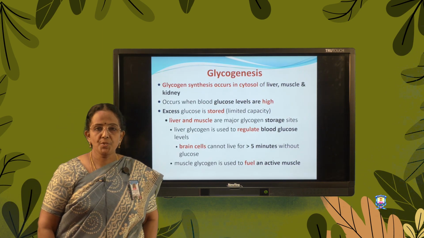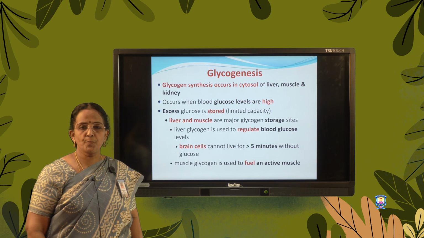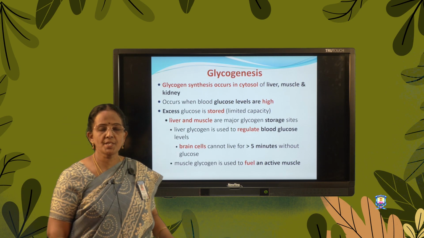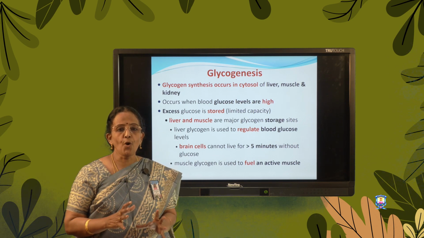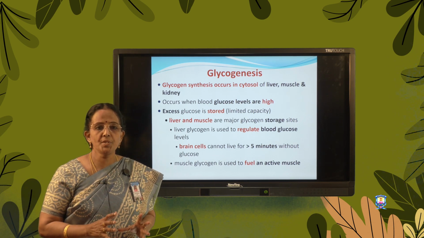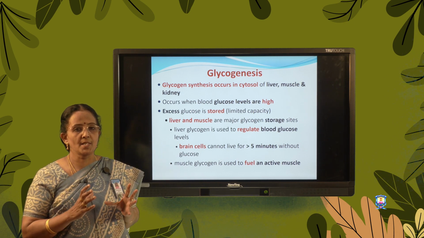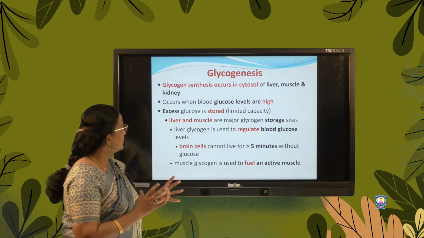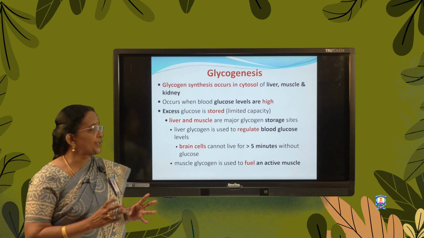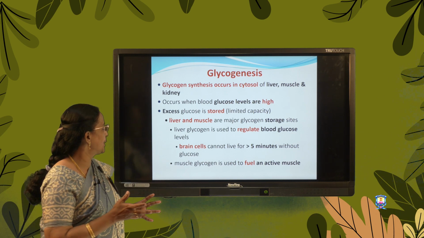Now we will move on to glycogenesis, that is the synthesis of glycogen from glucose. So you all know glycogen is nothing but a storage form of carbohydrate. It is a form in which carbohydrate is stored as glycogen in the liver tissue as well as in the muscle tissue. And which part of the cell is it stored? It is stored in the cytosol as glycogen granules.